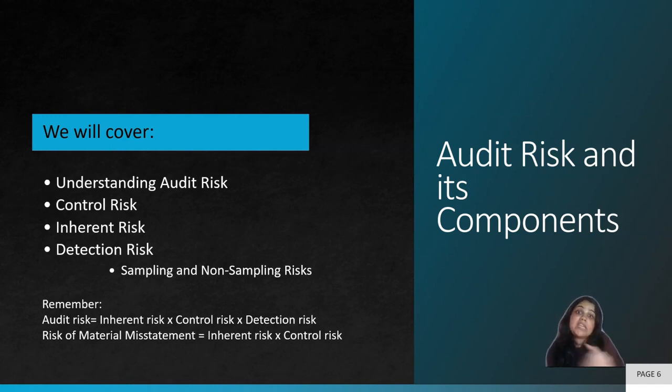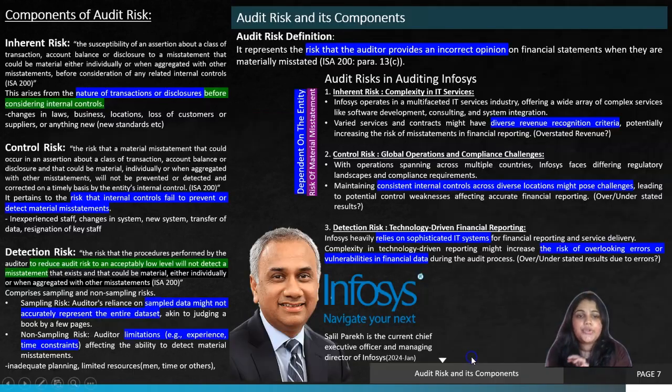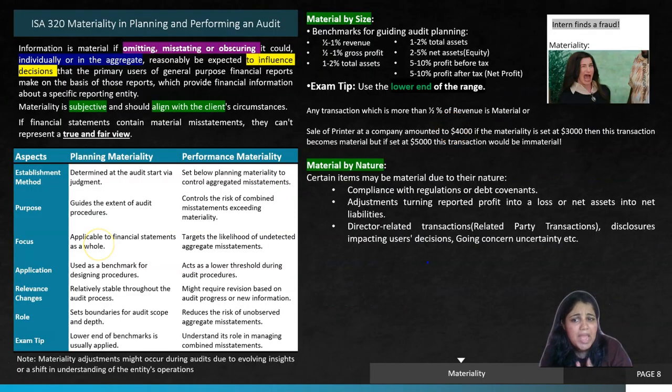So if we are doing many procedures, then the detection risk will go down. If we are doing fewer procedures, the detection risk will go up. To understand the point, right? So let's continue. Yes, I've also given you an example of Infosys. You may read it and you will have a good understanding. So let's discuss the planning materiality and performance materiality.